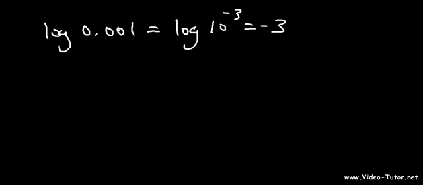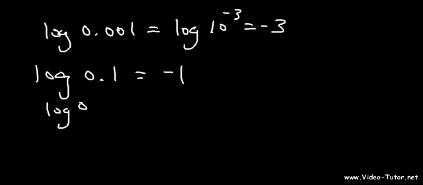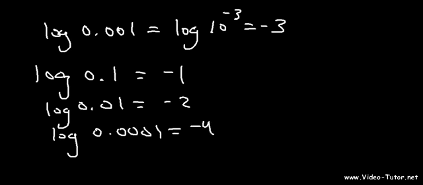Log of 0.001, that's basically log 10 to the minus 3, which is negative 3. If your answer is between 0 and 1, it's negative. Log of 0.1 is negative 1. Log of 0.01 is negative 2. Log of 0.0001 is negative 4.